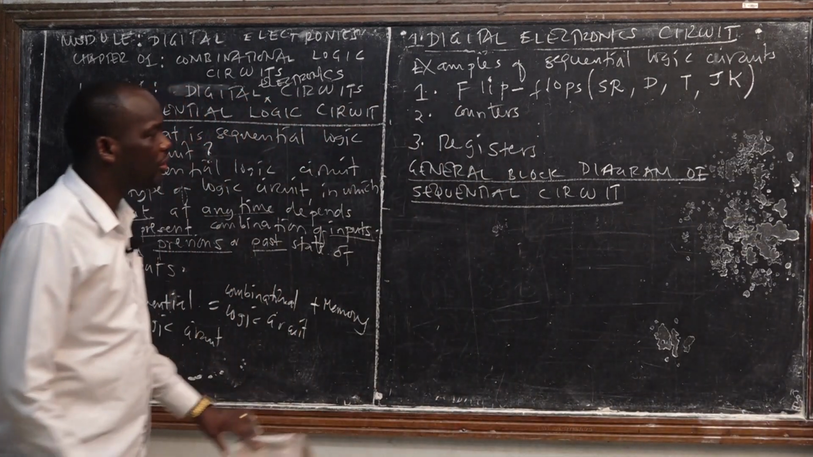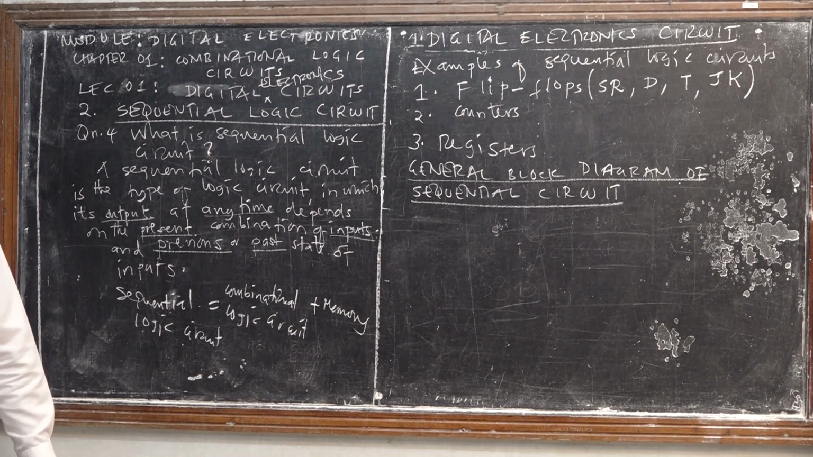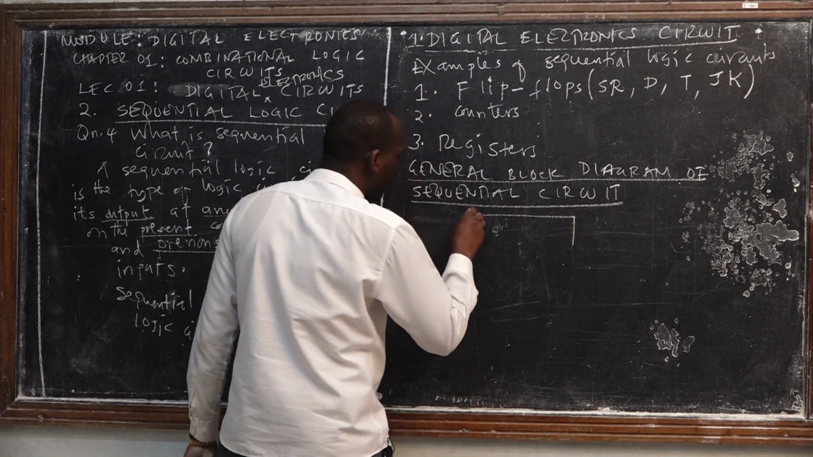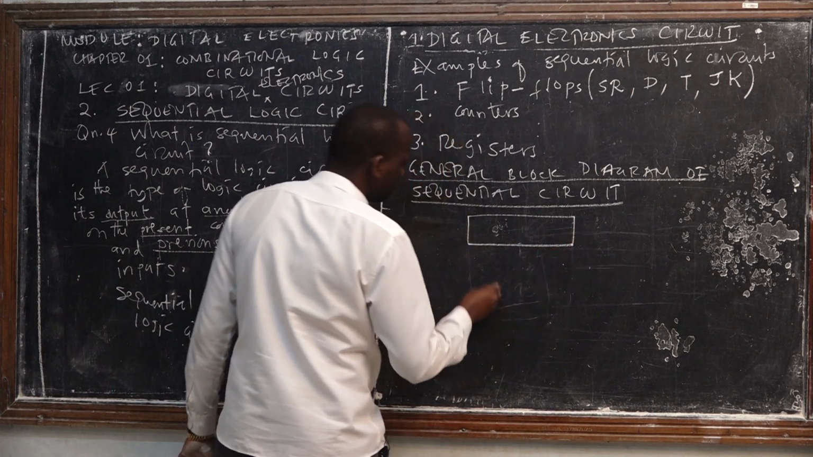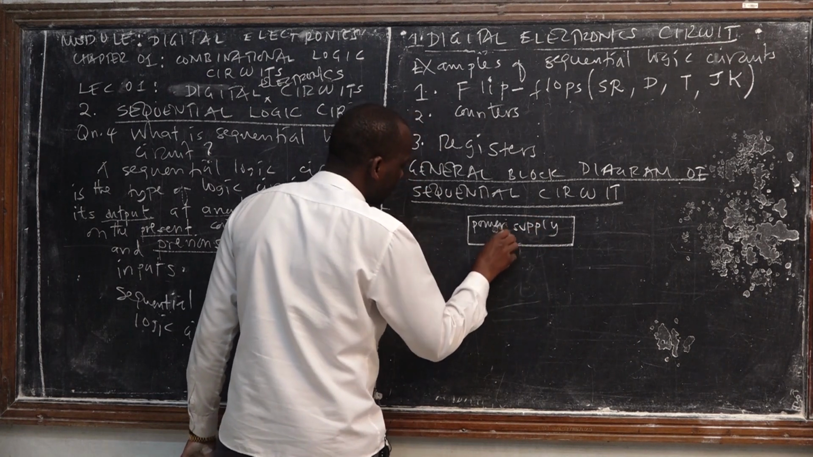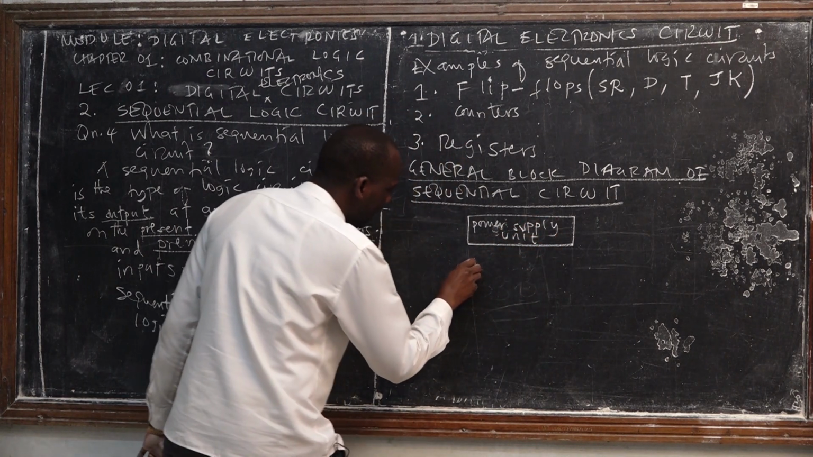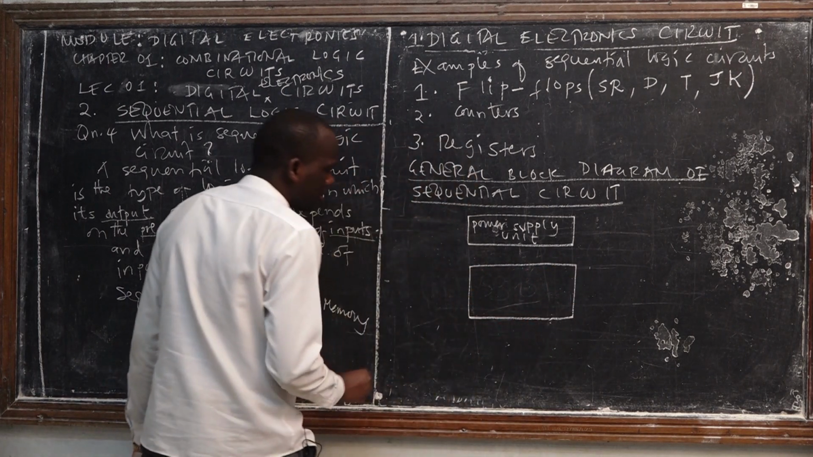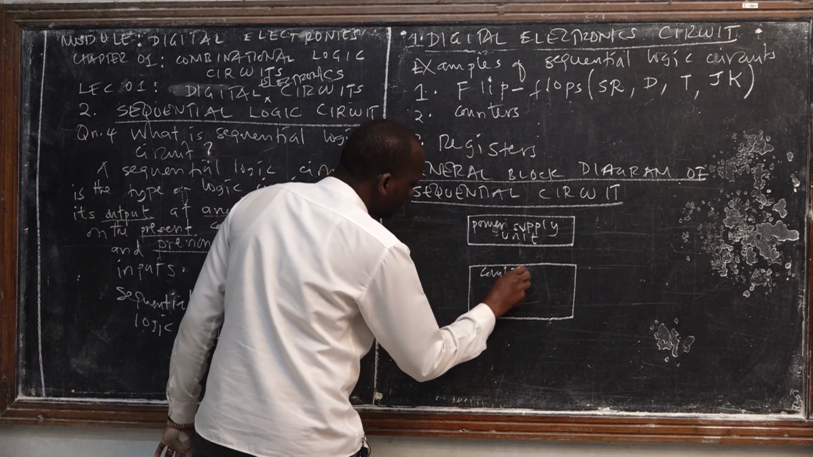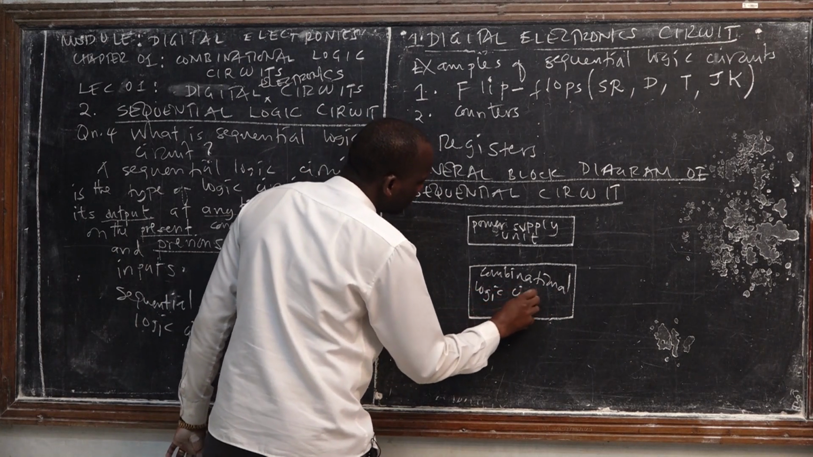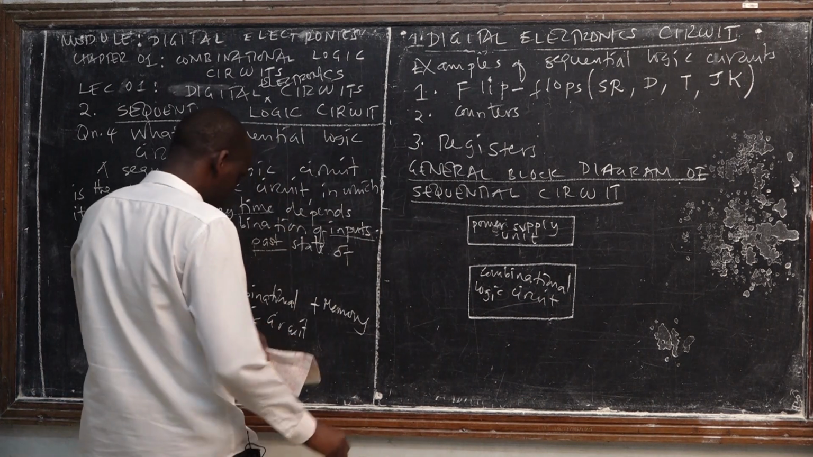Okay. So the general block diagrams of sequential circuits. Yeah, so its block diagram is actually simple as long as we remember the one we had. So this is power supply unit. Then here we have combinational logic circuit, combinational logic circuit.